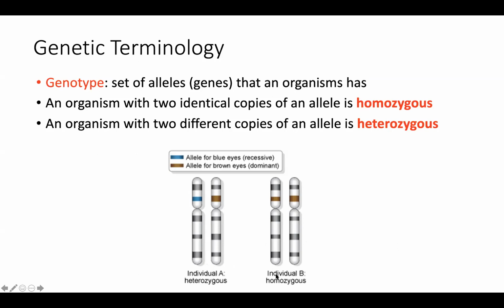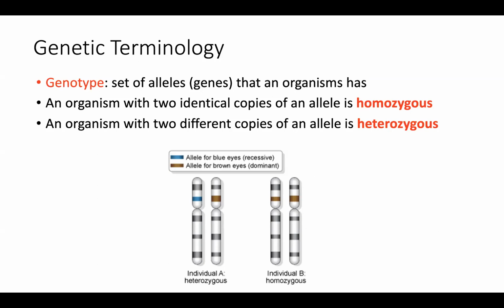Individual B would have brown eyes for two reasons. One being that this is a homozygous pair of alleles, so he doesn't have any other option but to have brown eyes, right? Because they're identical copies of each other. But also because brown is the dominant allele in this pair, this individual will have brown eyes. Okay, so it is important that you understand this concept of alleles existing in pairs. There are different versions.